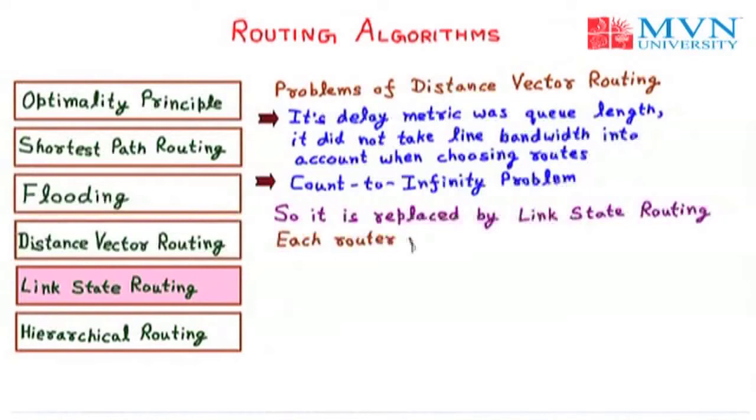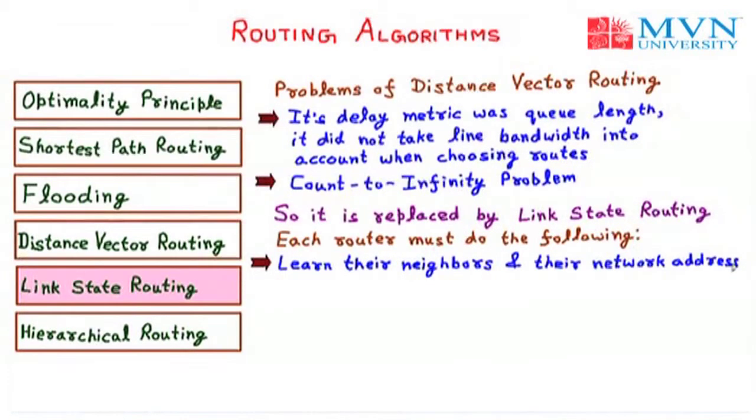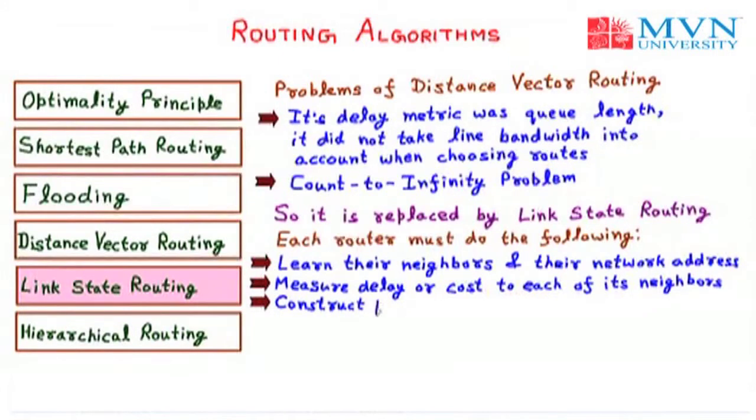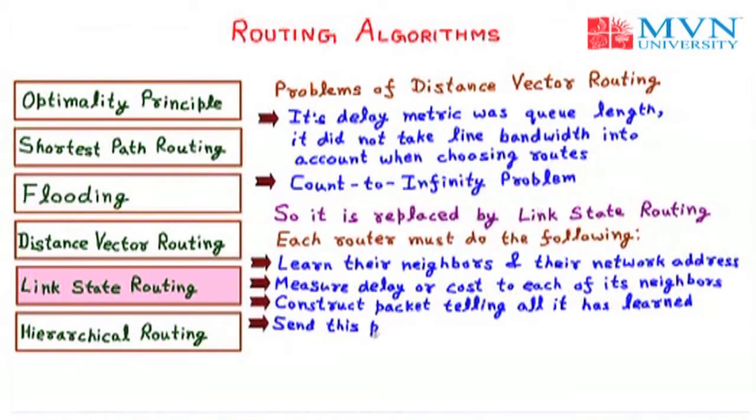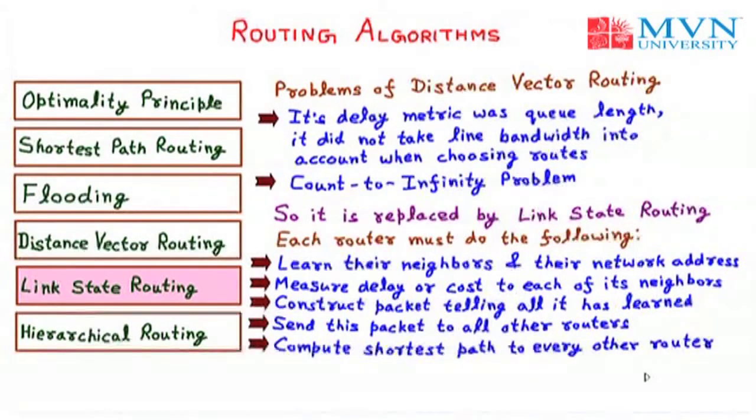So in link state routing, each router must do the following. The first one is to discover its neighbors and learn their network addresses. Second, measure the delay or cost to each of its neighbors. Third, construct a packet telling all it has just learned. Next, send this packet to all other routers. And the last is to compute the shortest path to every other router. Now we have the 5 steps, and we will follow the steps one by one.